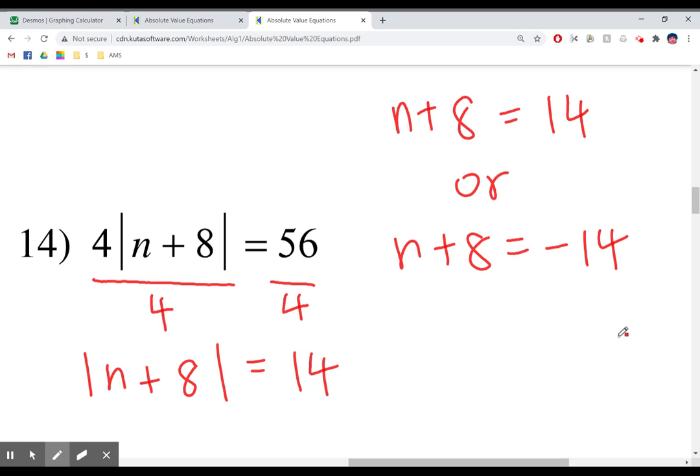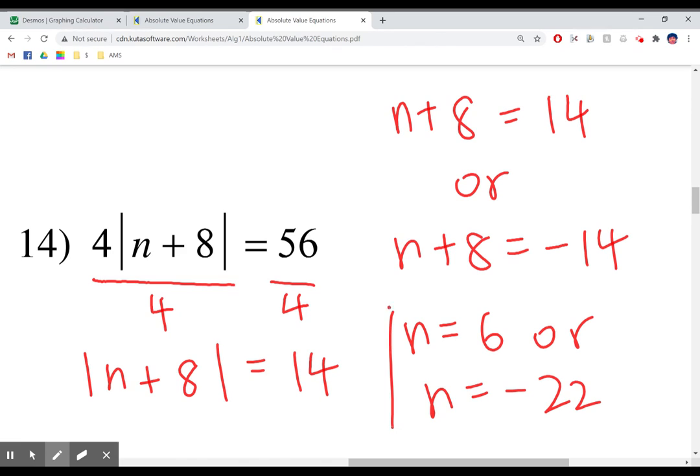And I trust you guys that you can solve this, right? I'm not going to show all the work, but when you solve those 2 separately, you'll get n is equal to 6, and then n is equal to a negative 22. Okay, just subtracting 8 on both sides with the 14 and negative 14 for these 2 solutions. All right, so there's your answer.